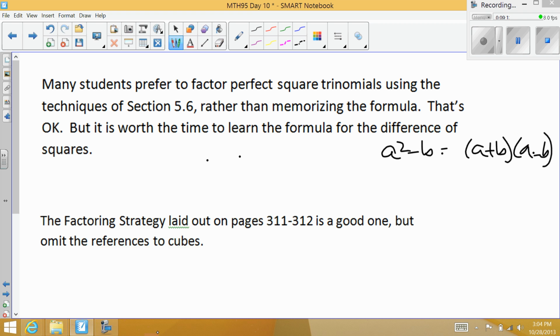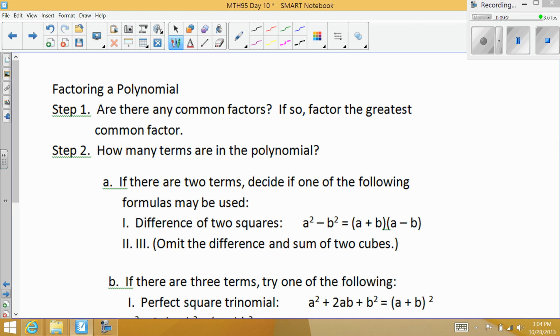Okay, so in the book, there's a nice factoring strategy laid out, but we're skipping the cubes. You don't have to worry about that part of it. And we've got it here. So general strategy, always first thing, are there any common factors? If so, factor out the greatest common factor. So get any greatest common factors out of the problem. That makes the numbers much smaller, easier to work with, and takes a lot of stress off of us.